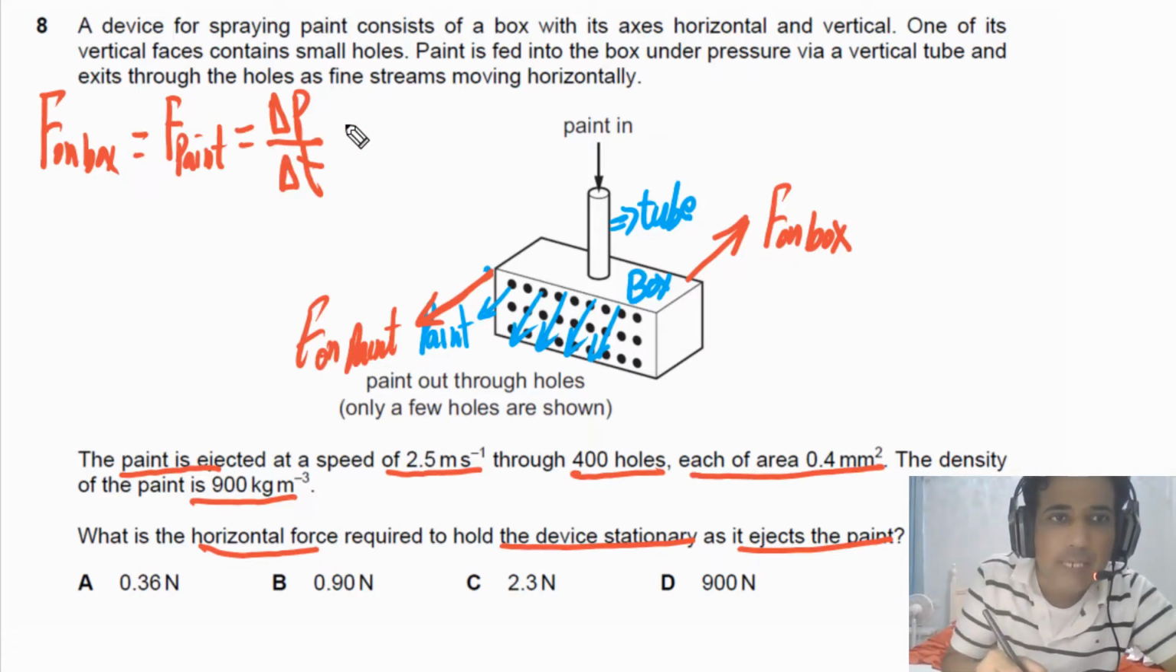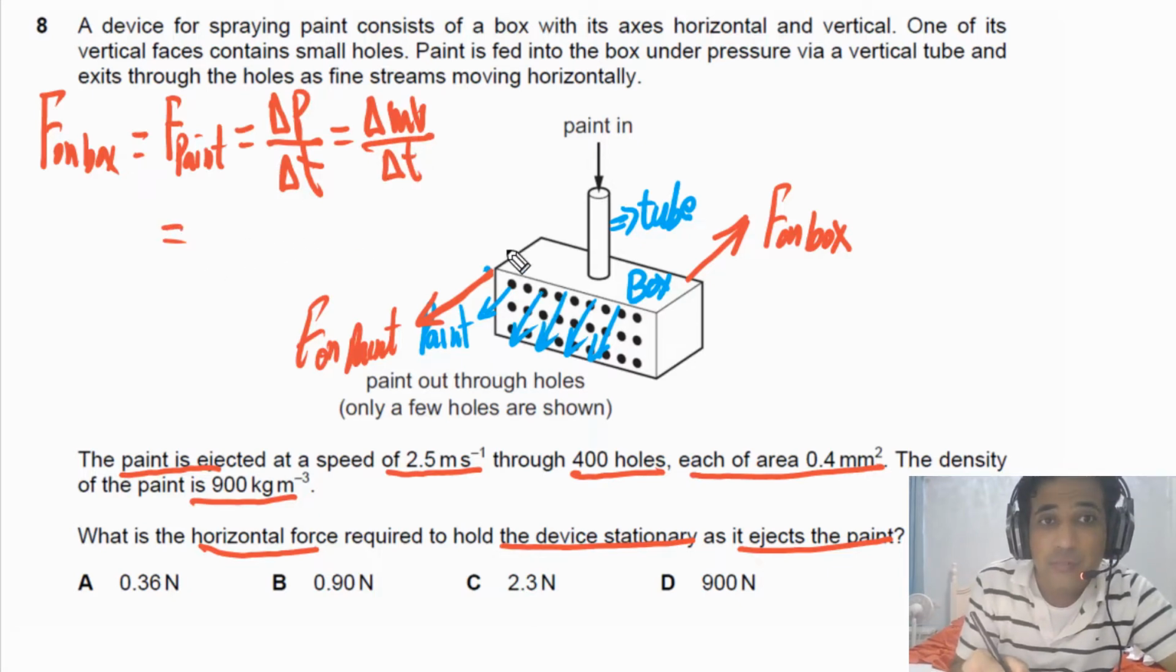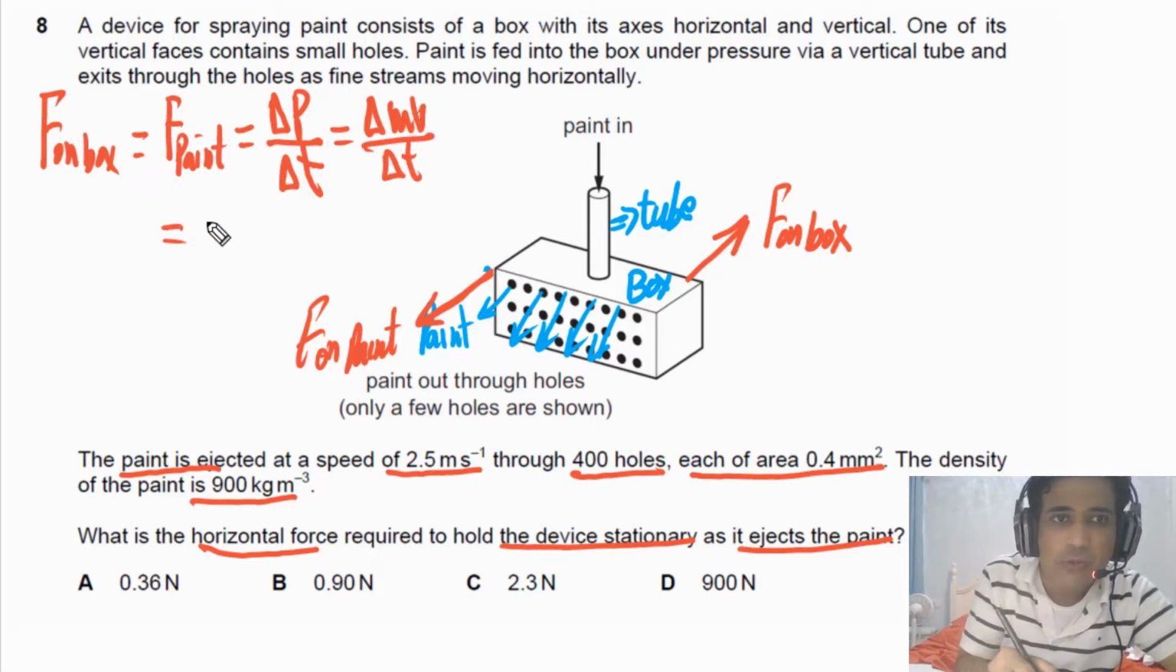So that is equal to delta P over delta T. Delta P over delta T is equal to delta m times v over delta T. In this case, the initial velocity of the paint is 0. So the change in velocity of the paint is equal to v. So we can say v times delta m over delta T. Now we need to find out the change in mass over time.